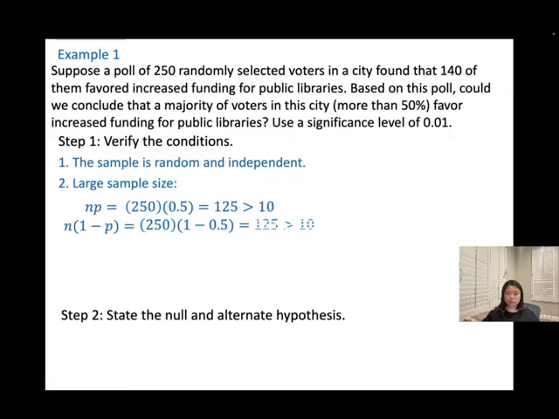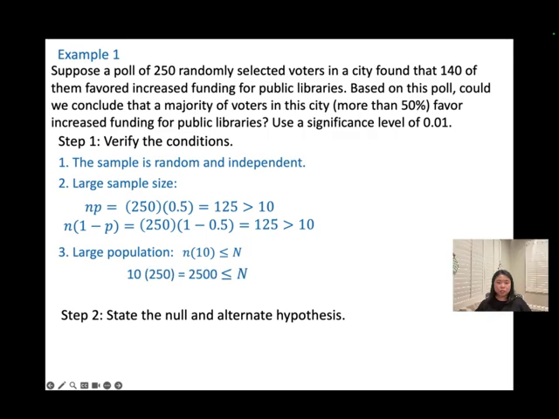Use your calculator. You should get the same thing, 125, which is going to be greater than 10. So this is good. We do have a large sample size. And then large populations. We plug it in: n times 10 less than or equal to the population size, which is going to be 2,500.